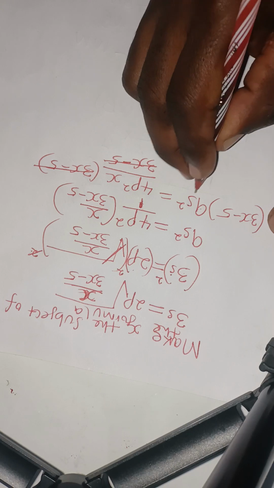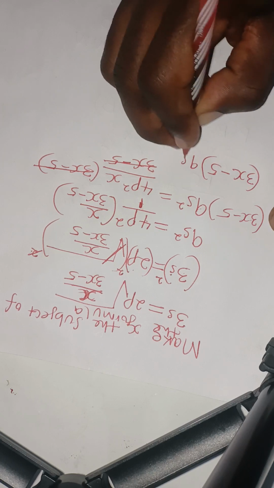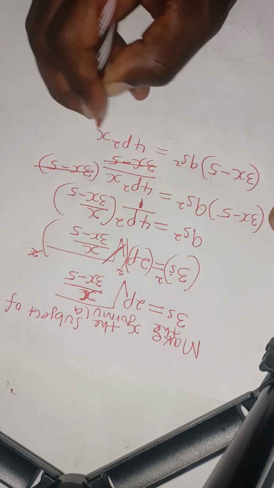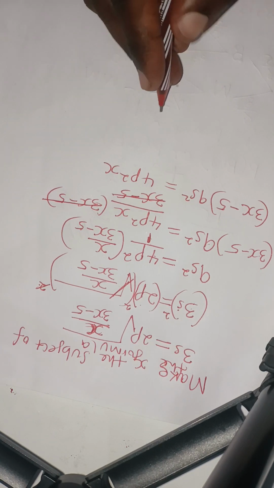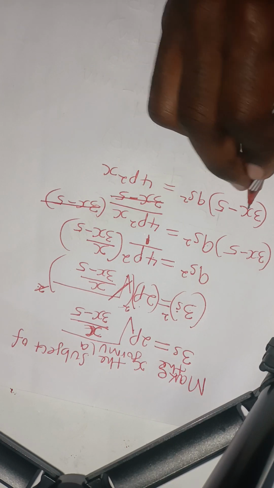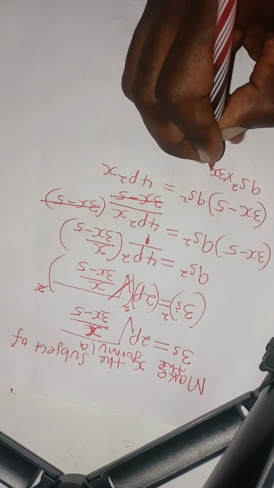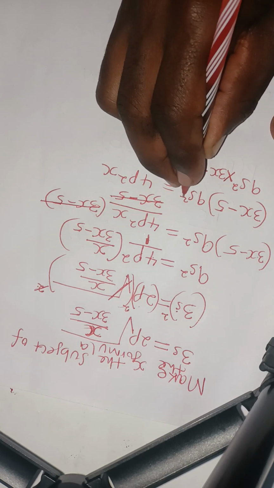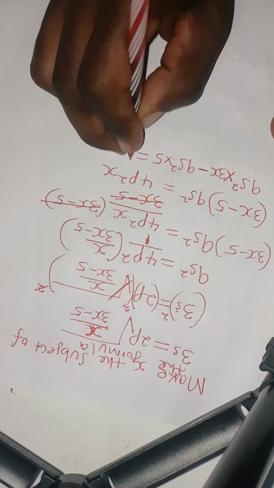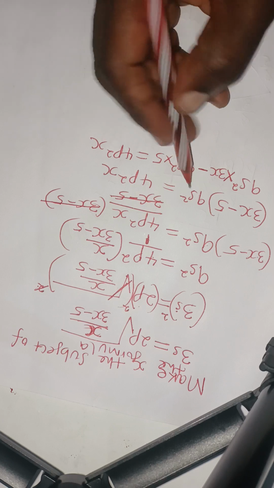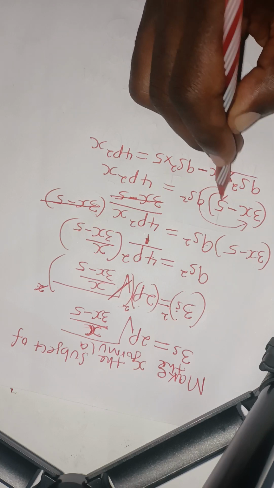We shall be left with 3x minus 5, and this is into 9s squared. It must give us 4p squared x. Correct? Then we shall proceed and have this. We shall have 9s squared times 3x minus 9s squared times 5. The answer must be equal to 4p squared x. So we're using 9s squared to multiply with everything inside the bracket. So we shall have times this one, it is here, then times this, it is here.